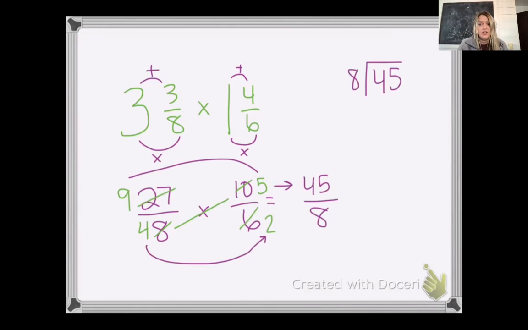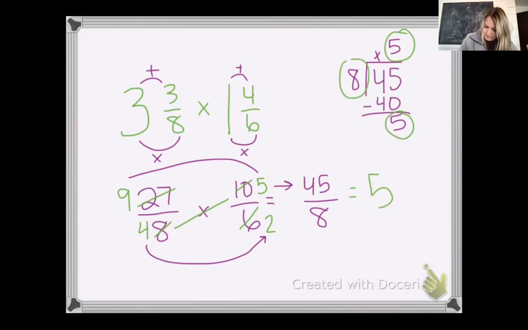5 times 8 is 40. So this is so much easier. Thank goodness. I'm left with a 5. Oh, it's simplified even. How beautiful is that? 5 and 5/8. Wow. Way less work. Okay.